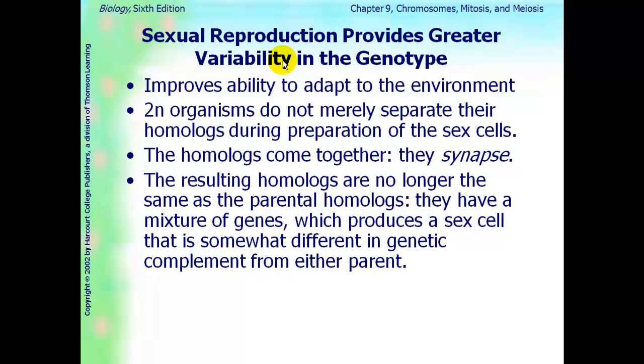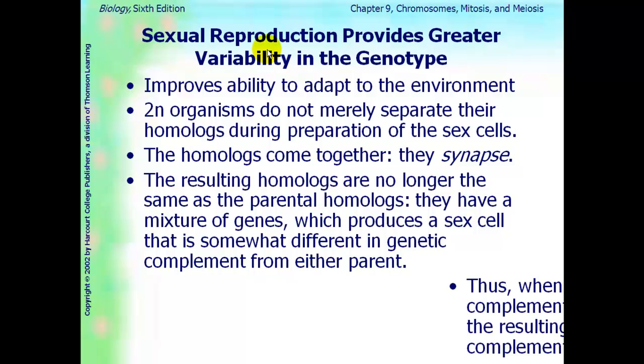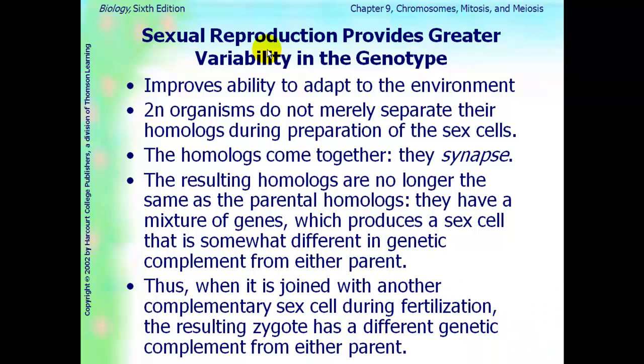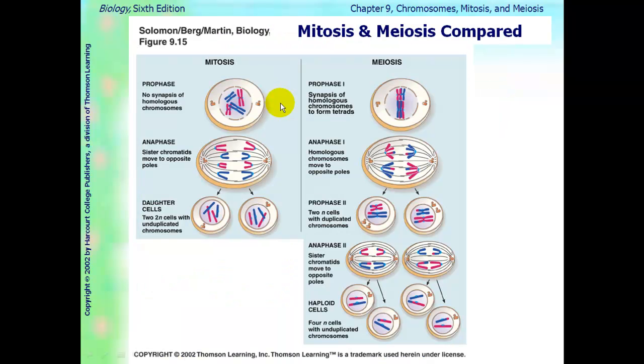They have a mixture of the genes caused by the crossing over, so they produce a sex cell that is somewhat different in genetic complement from either parent. It's a mix of the mom and the dad, egg and sperm. Thus, when joined with another complementary sex cell during fertilization, the zygote will have a different genetic complement from either parent.